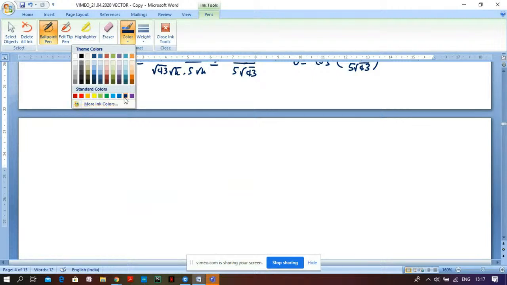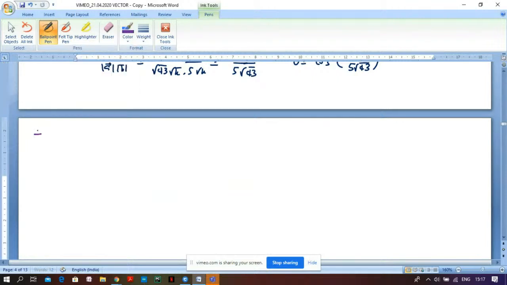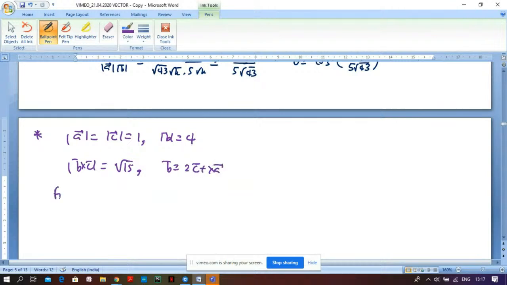Again, further we continue to move. So now, given modulus a equal to modulus c equal to 1, modulus b equal to 4, and you are given that modulus of b cross c is square root of 15, means whole lot of data is there, and b equal to 2c plus lambda a, you want to find lambda.